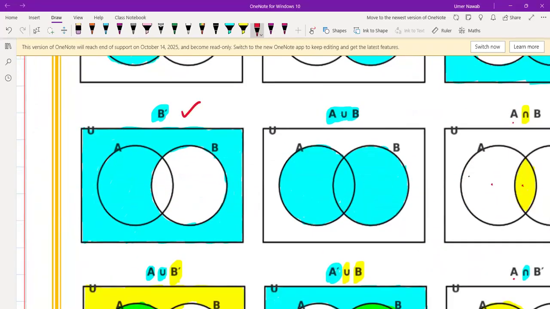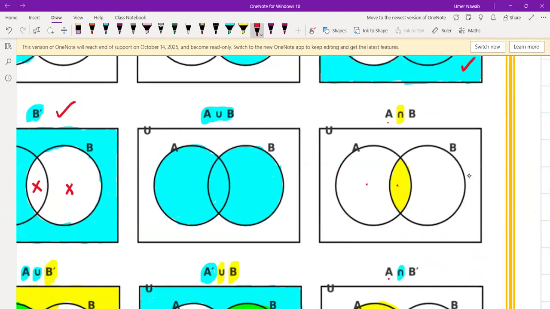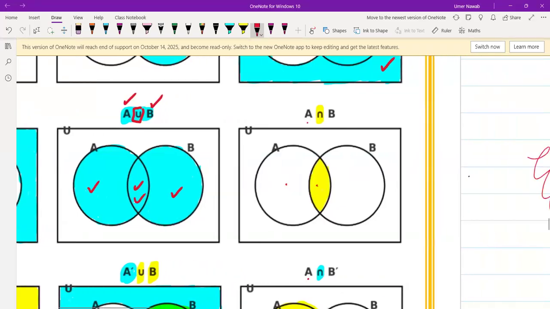Now look at the B complement. I have to go outside of B. Now this portion is in B, this portion is in B, but this portion is outside of A and this portion is outside of A. So I have to shade the outside of A region. Now A union B, as I said, whenever you see the union in between, you have to shade complete A. I shaded A. Then it says I also have to shade B. So I shade the B part. So then you see the blue colors in front of you.